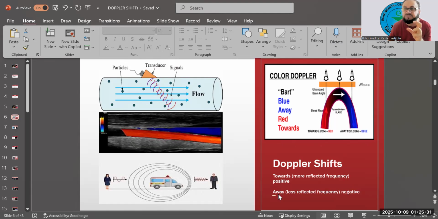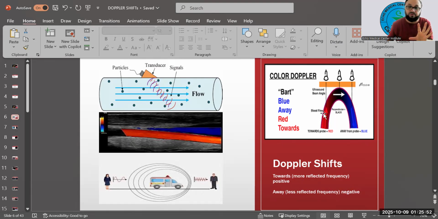That is the concept of Doppler shift. If the flow is going towards, that will give you more reflection, and that's a positive Doppler shift. But if the flow is going away from the transducer, that means you're getting less reflecting frequency, and that will be a negative Doppler shift, and that will be represented as a blue color. But towards is a red color.